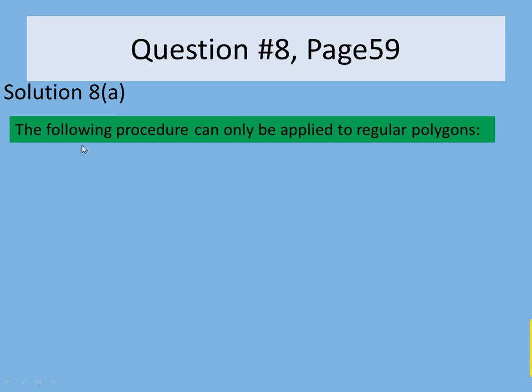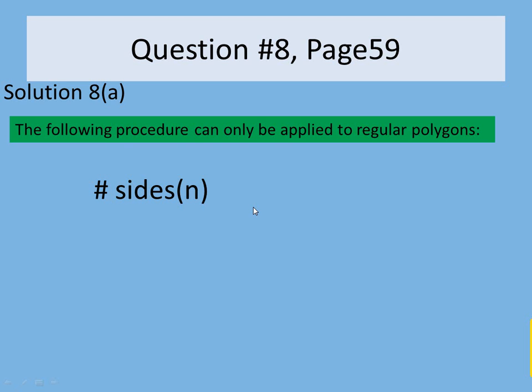Now this is the concept that we use to answer question 8 on page 59, solution of 8a. Note though that the following procedure can only be applied to regular polygons. So we need to look at the question. The question says, for 8a, each exterior angle of a regular polygon is 20 degrees. How many sides does the polygon have?